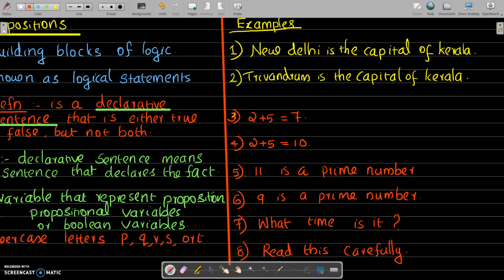New Delhi is the capital of Kerala. The capital of Kerala is not New Delhi.